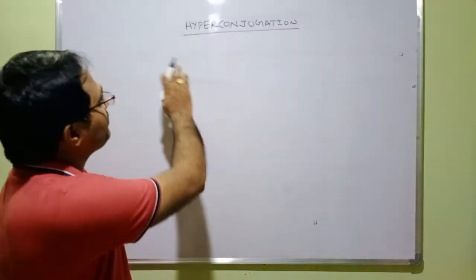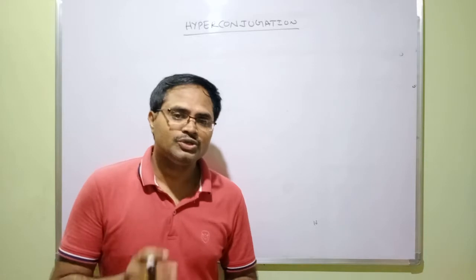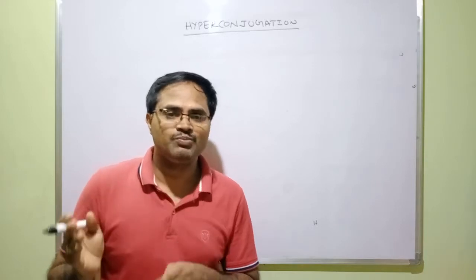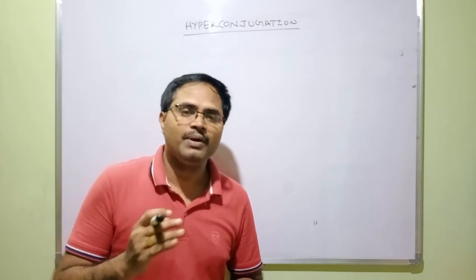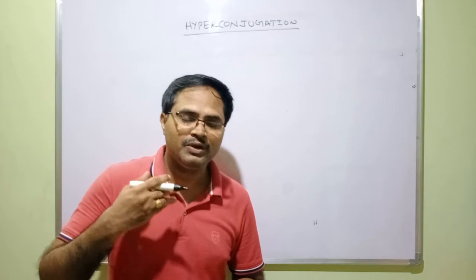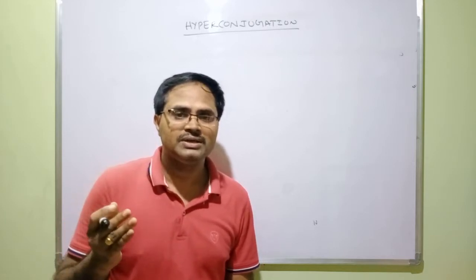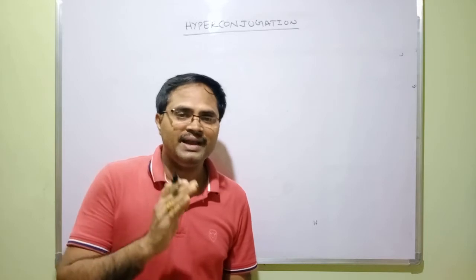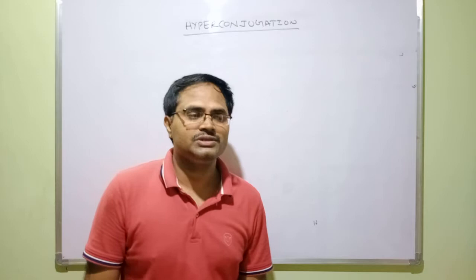Okay, so I have already kept here the heading hyperconjugation. Let me give the definition like this. Polarization of alpha CH bonds at sp3 carbon next to the sp2 carbon is known as hyperconjugation. Let me repeat once again. Polarization of alpha CH bonds at sp3 carbon next to the sp2 carbon is known as hyperconjugation.